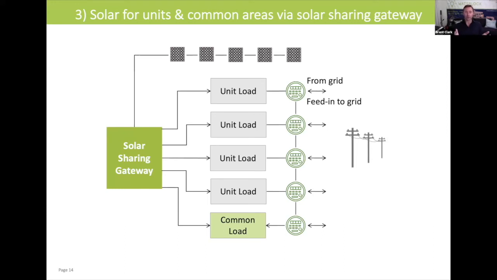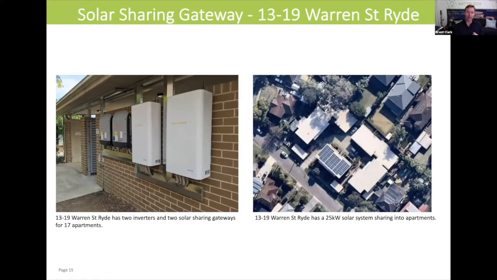So this has been a great innovation that's been brought into the market in Sydney, approved in the Ausgrid area in 2020, and we're going to jump back to 13 to 19 Warren Street in Ryde. And on the right, you can see the solar system on the roof of this multi-tenant apartment complex. And on the left, you can see 2 Fronius inverters and 2 solar sharing gateways.